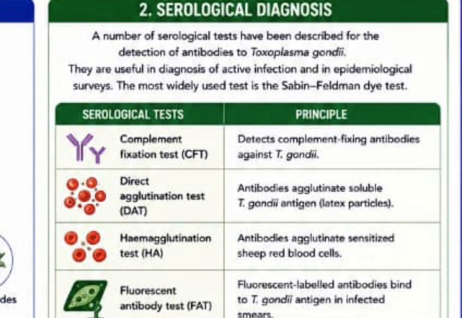You can do a serologic diagnosis. In serologic diagnosis, are you getting now? The most suitable serologic diagnosis is the Sabin-Feldman dye test. The Sabin-Feldman dye test, you call it the SFD test. The SFD test is the most suitable and important test for Toxoplasma gondii in the laboratory.